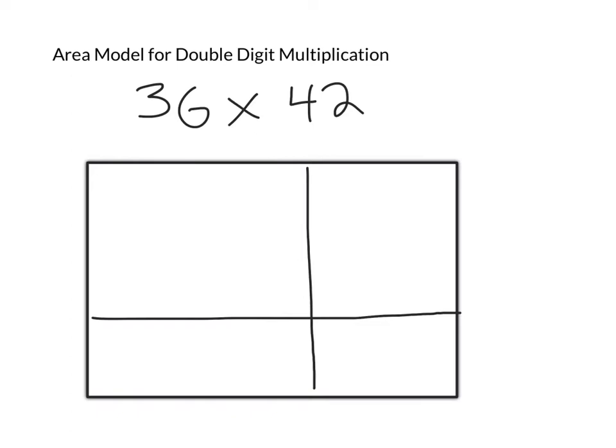So the first one we're going to solve is 36 times 42, and what we're going to do here is split up our 36 and our 42 into tens and ones, and label our box. It really doesn't matter how we label it. We could put our 30 and 6 on the top or on the side. For me personally, since the box is shorter on the side, I'm going to put the smaller number on the side, so I'm going to label it 30 and 6. And then on the top, I'm going to put 40 and 2.